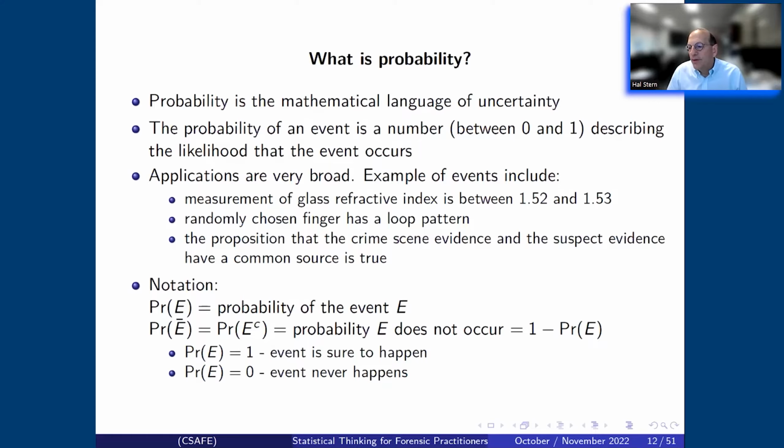In the forensic world, an event could be: what's the probability that I measure a fragment of glass and get a refractive index between 1.52 and 1.53? What's the probability a randomly chosen finger has a loop pattern? What's the probability that the crime scene evidence and the suspect evidence have a common source? So probability in concept can be used for any of those, as well as myriad other questions.